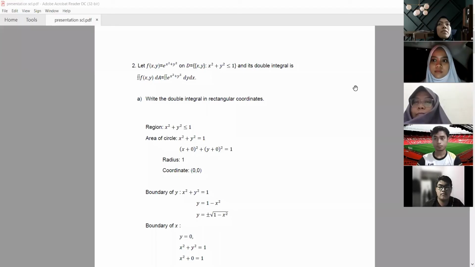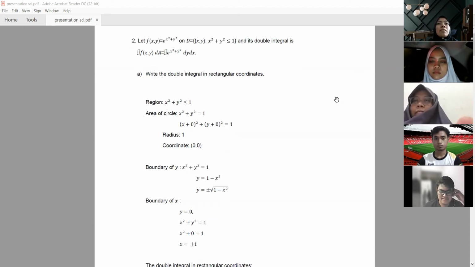Okay, baiklah kita teruskan kepada pembentangan soalan. Okay, baiklah untuk soalan pertama yang kami pilih adalah soalan nombor 2. Let f(x,y) equal e to the power of x squared plus y squared on the region x squared plus y squared less than or equal to 1, and the double integral is as below. The question is to write the double integral in rectangular coordinates.